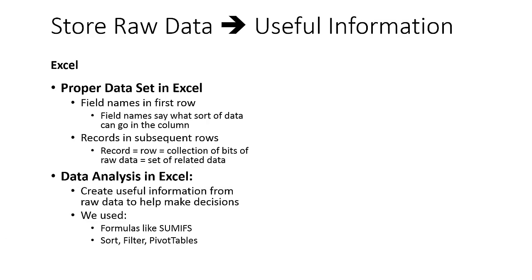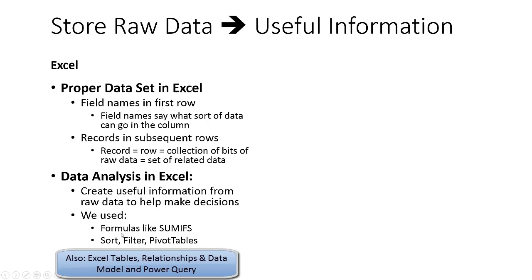What do we do in Excel? We had our proper data set, and from our raw data, we created useful information. That was our definition of data analysis in Excel: create useful information from raw data to help make decisions. It's the same in Access. We'll just have different ways of creating that useful information.